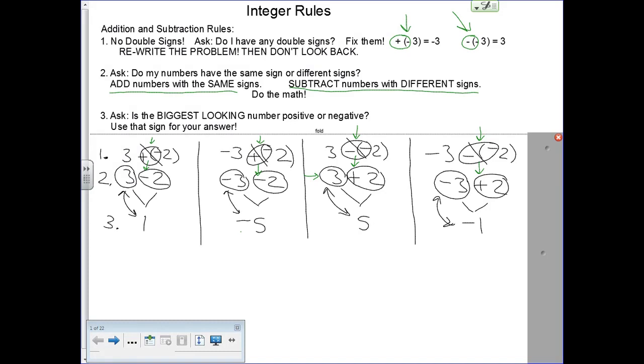And then the third step asks, which of those 2 numbers is the biggest looking? I can see that 3 looks bigger than 2. It has a greater absolute value. So therefore, I'm going to use a negative sign in my answer. All right, now that you know the rules, we're ready to go on and do some problems using these rules.